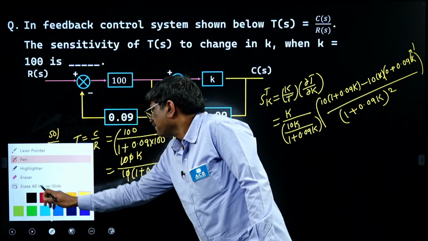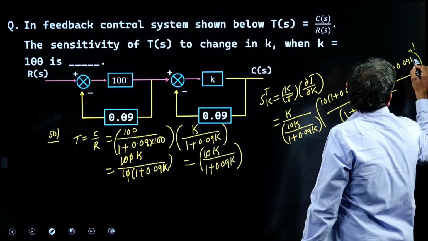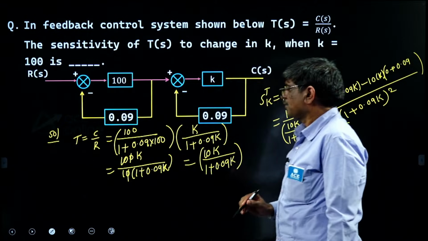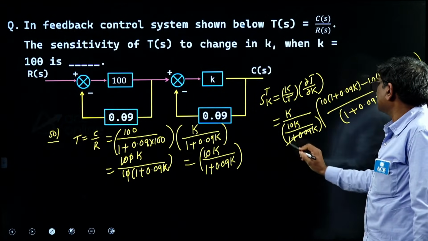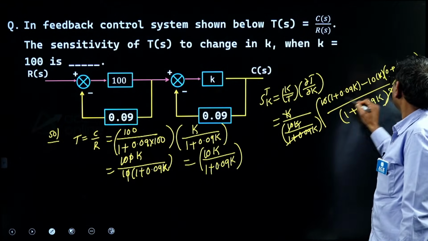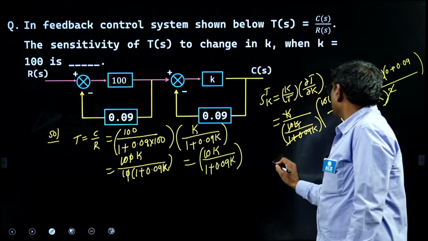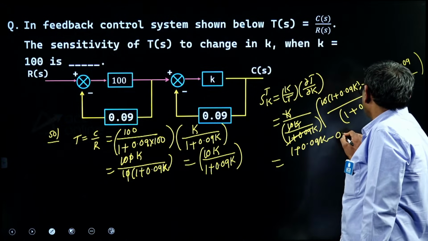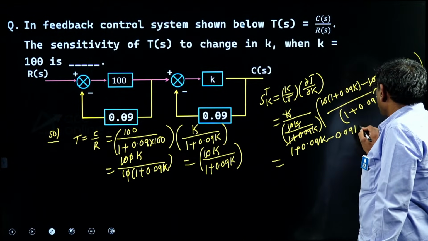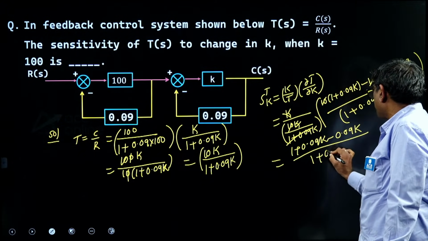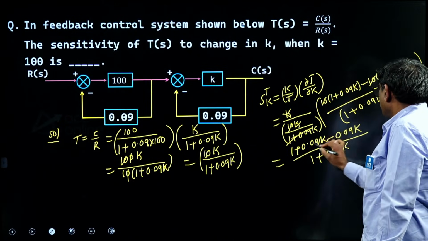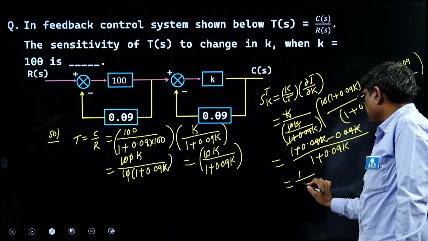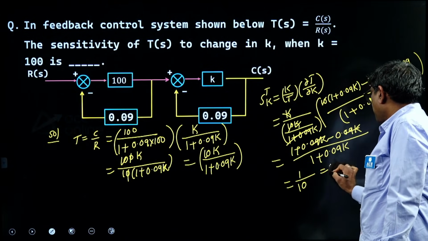Tell the answer, anybody? What is the answer? This cancels, K cancels, and the 10 here cancels. Then what are you getting? 1 plus 0.09K minus 0.09K divided by 1 plus 0.09K. This cancels, so it is 1 by 1 plus 0.09K. With K equal to 100 substituted, it is 1 by 10. So you will get 0.1.